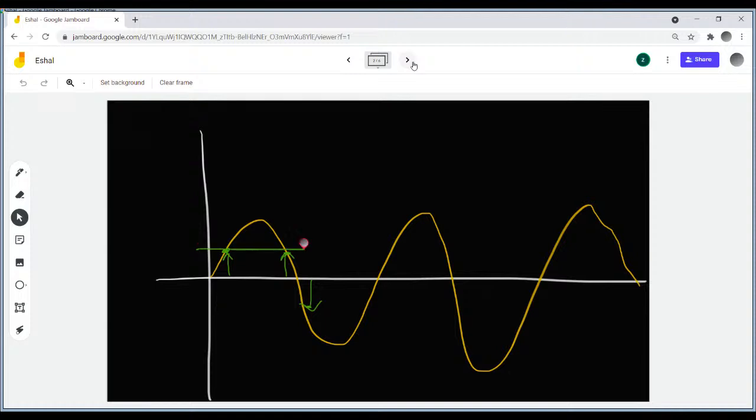First of all, if one is in crest, the other has to be in crest. So point A and B are completely in phase with each other, and point A and point C are completely out of phase with each other. So this is what phase is.